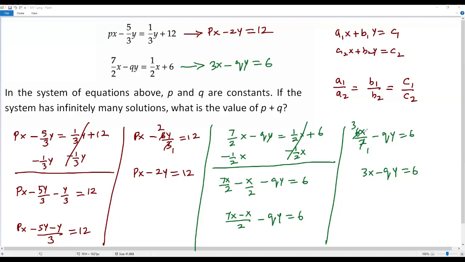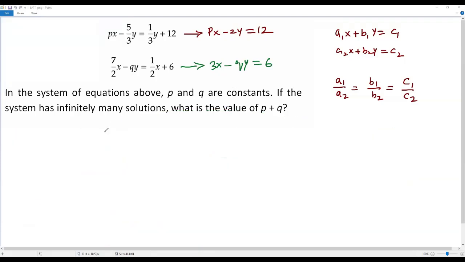Okay, now let me erase the stuff over here and continue the problem. Now we got both the equations in the given system in standard form. Here in the standard form, we can apply what we have already discussed, because the given system has infinitely many solutions. In that case, the ratio of the coefficients of x, the ratio of the coefficients of y, and the ratio of the constant terms, all three ratios must be equal. First, the ratio of the coefficients of x is p over 3. The ratio of the coefficients of y is -2 over -q. The ratio of the constant terms is 12 over 6.